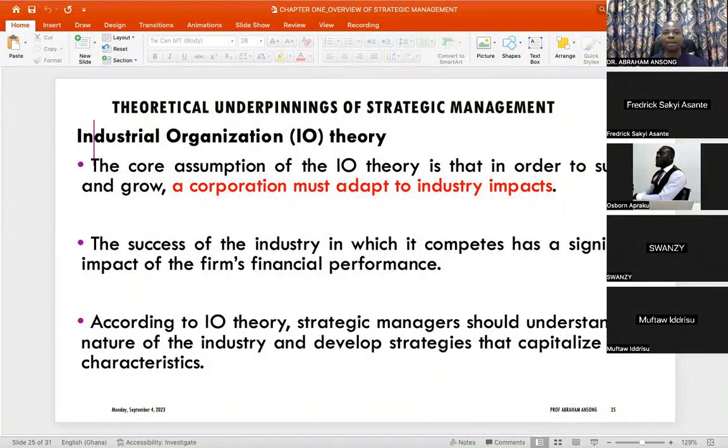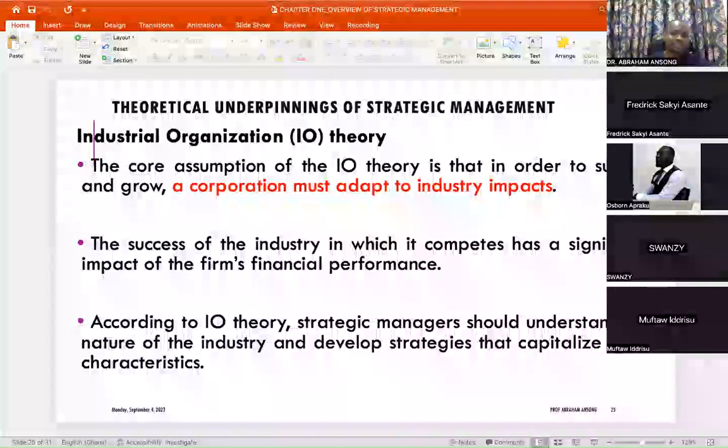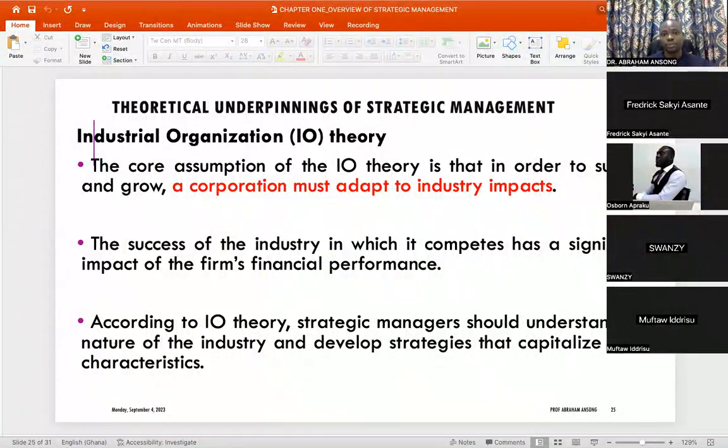The core assumption of the IO theory is that in order to survive and grow, a company or corporation must adapt to industry impacts. So the theory is basically saying that the industry within which you are operating can influence your performance as a company. So your success or otherwise could be influenced by what is happening in a particular industry. In other words, as a manager, if you want to manage and be successful, you must pay attention to what is happening to the industry or the environment within which you are operating, because the issues within that particular environment can influence your success or your failure.